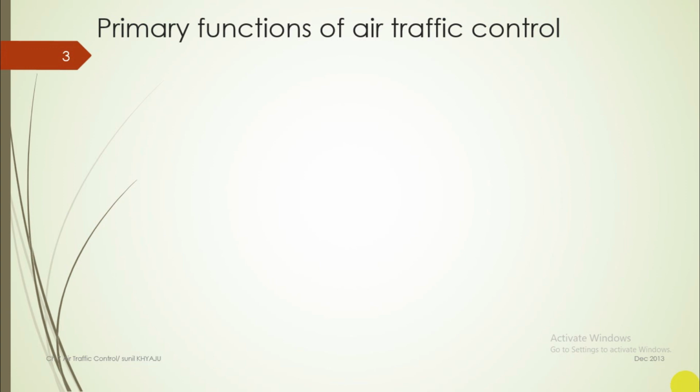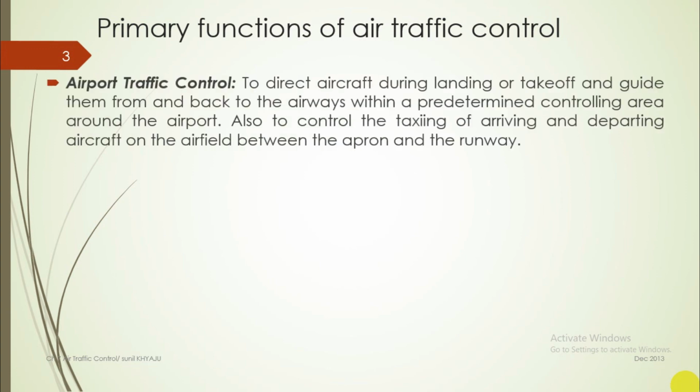Primary functions of air traffic control: Airport traffic control, to direct aircraft during landing or takeoff and guide them from and back to airways within a predetermined controlling area around the airport. Also to control the taxiing of arriving and departing aircraft on the airfield between the apron and the runway.